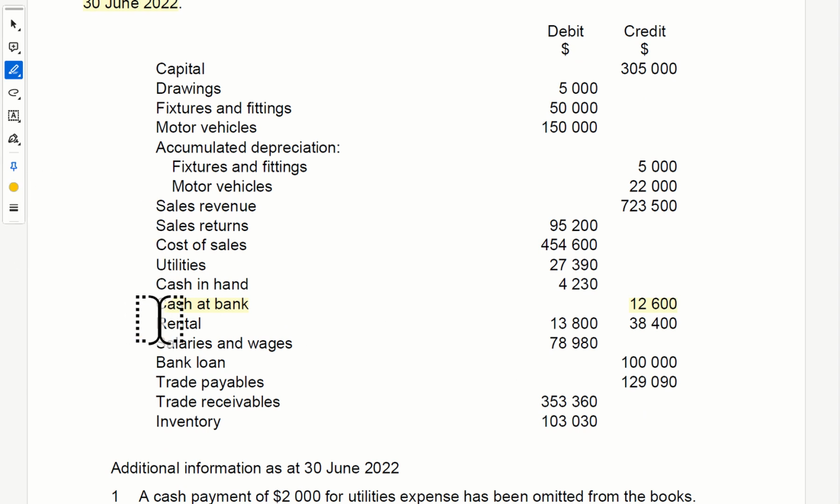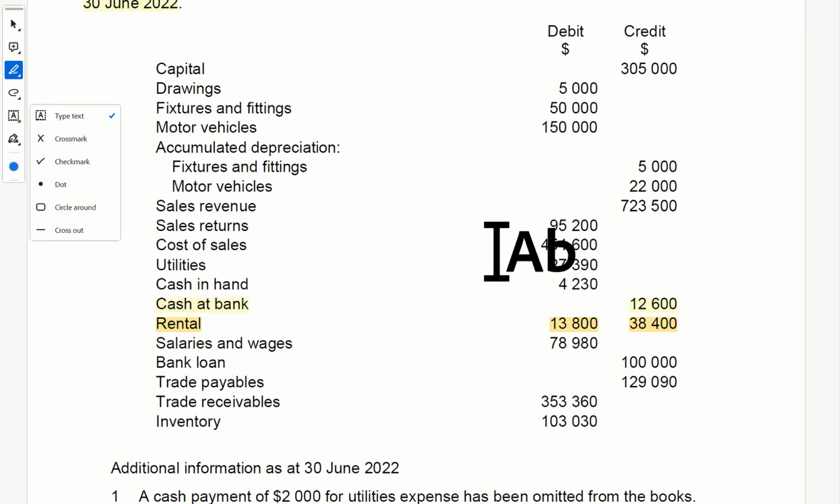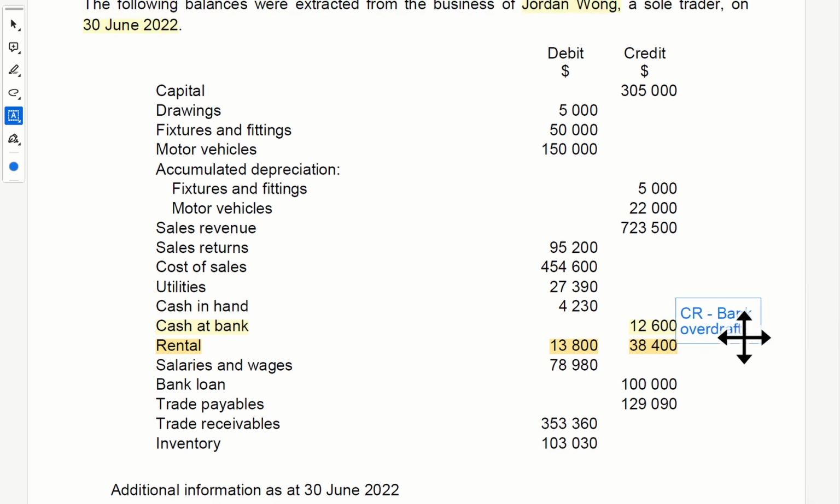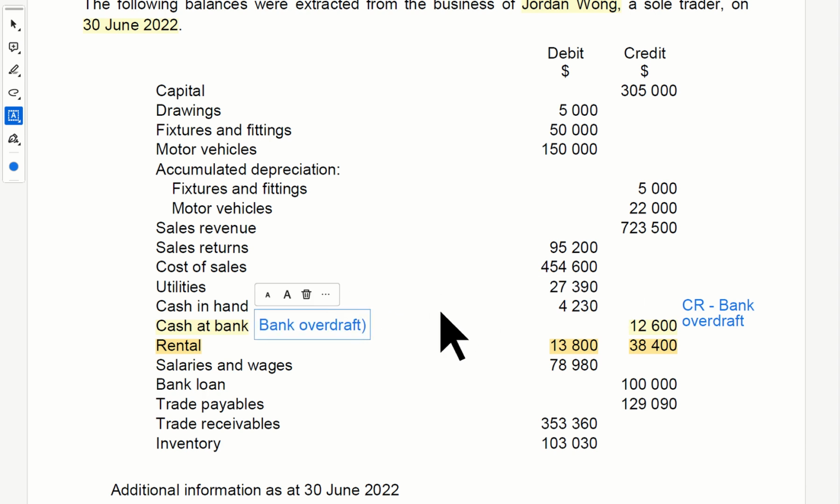Rental has both a debit and a credit. Now, what does that tell us? When cash at bank is on the credit column, we know that this is a credit bank overdraft. Credit cash at bank is a credit bank overdraft. So I'm just going to write this here so that I don't forget it later on when I am doing my financial statements classification.